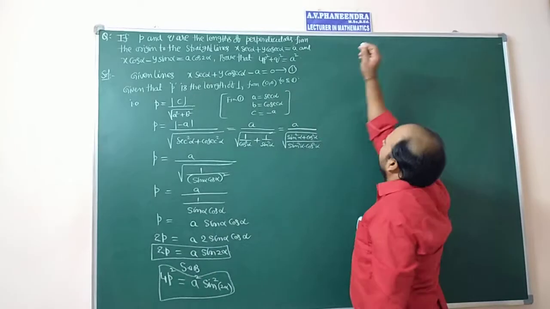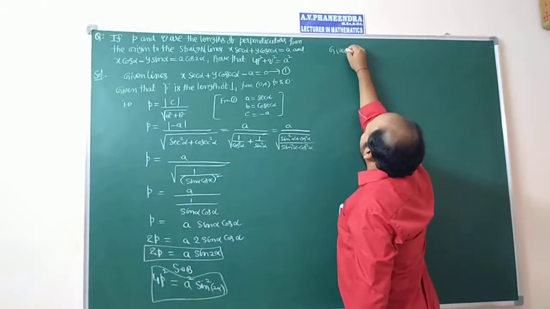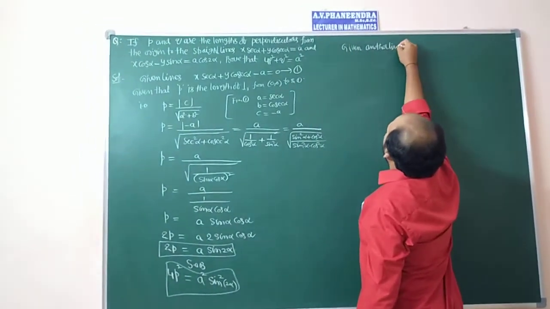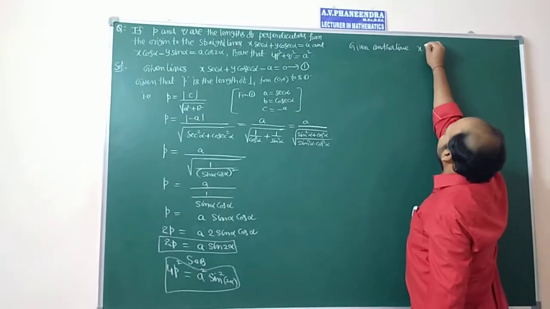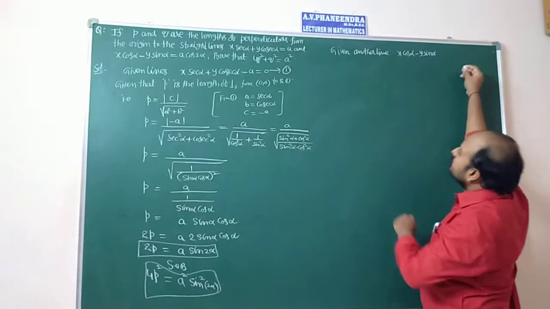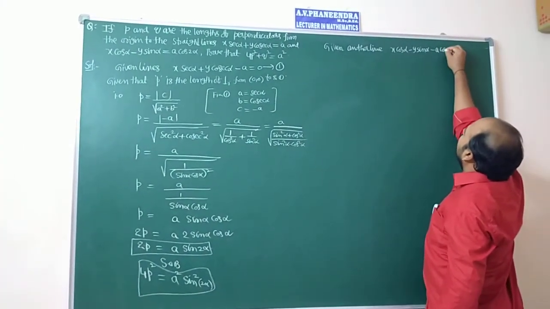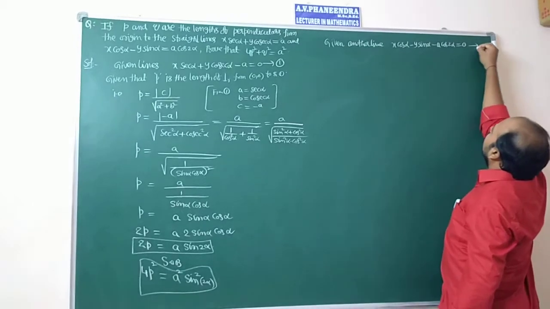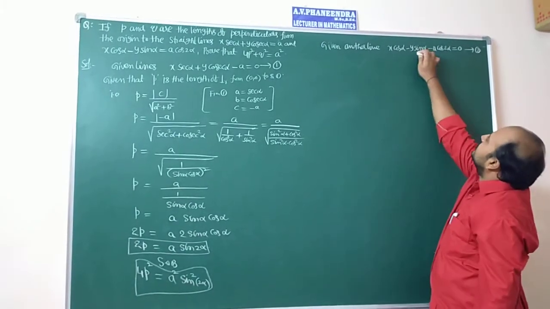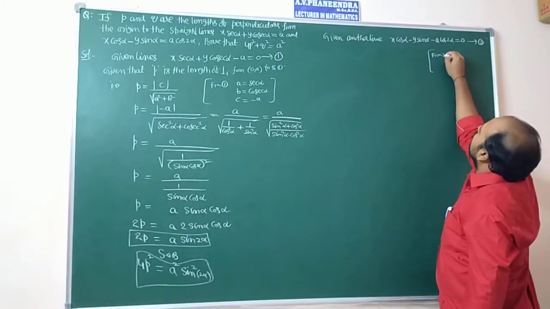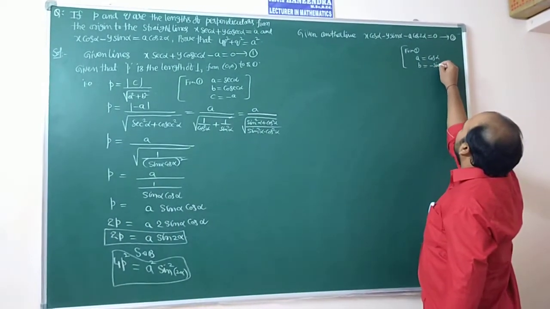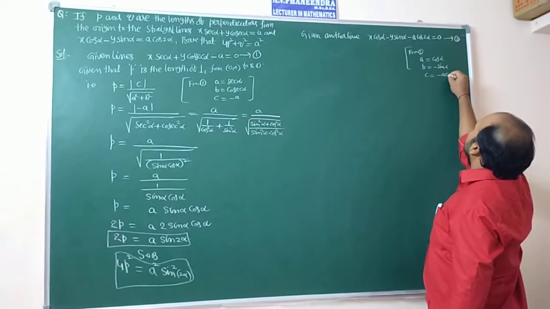Now go for the second line. Given the second line, another line, x cos alpha minus y sin alpha equal to a cos 2 alpha. That means x cos alpha minus y sin alpha minus a cos 2 alpha is equal to 0. Equation number 2. Compare this equation with ax plus by plus c. From equation number 2, a equal to cos alpha, b equal to minus sin alpha, and c equal to minus a cos 2 alpha.